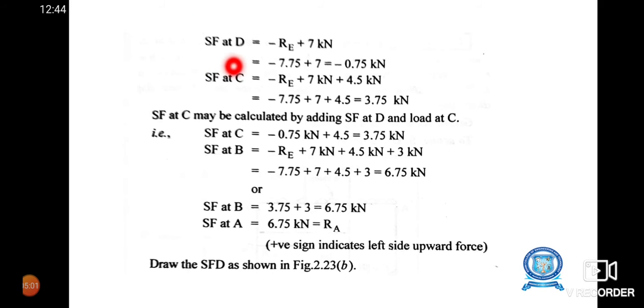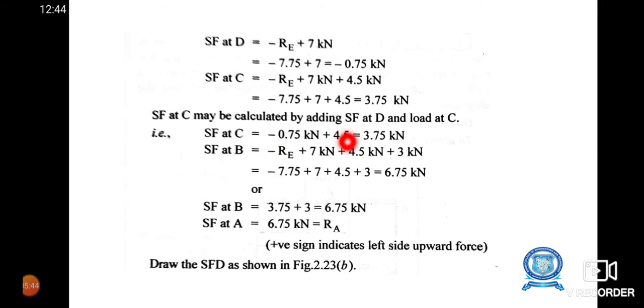Next, the shear force at point D is minus RE plus 7 kilonewton. Simplifying, we got the answer of minus 0.75 kilonewton. Next, the shear force at point C is minus RE plus all the point loads added, 7 plus 4.5, where 4.5 is the load at C. So 7 plus 4.5 kilonewtons, and we got the shear force at C as 3.75 kilonewton. Next, shear force at C.